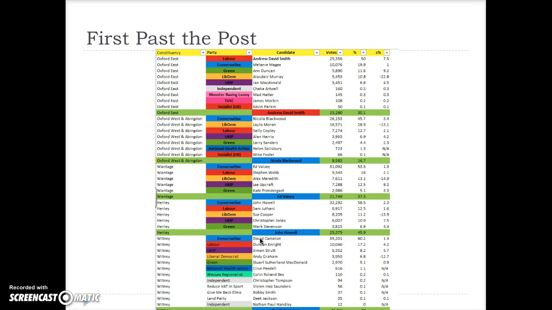Next up is the single transferable vote. We'll go with that one next, and I will see you there. Any questions? You know where to find me.